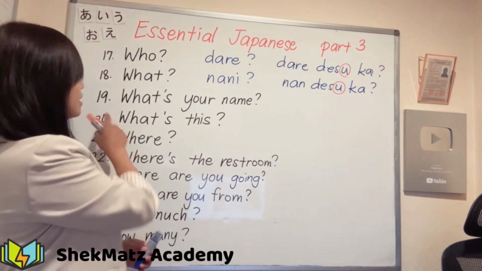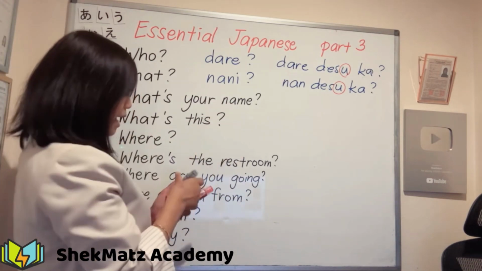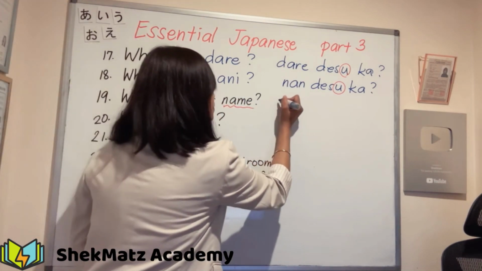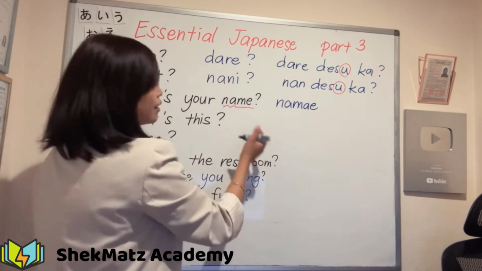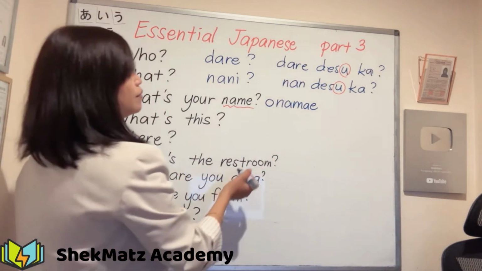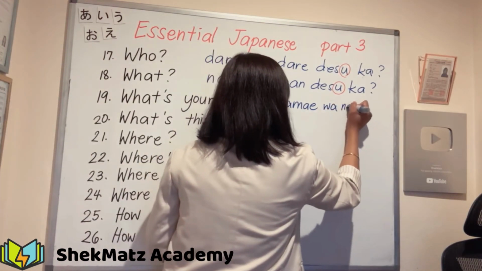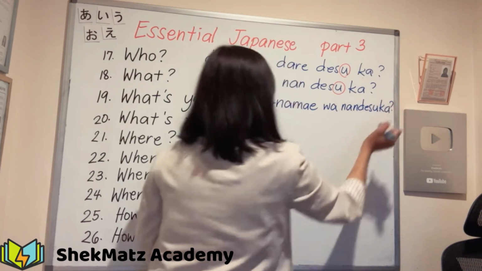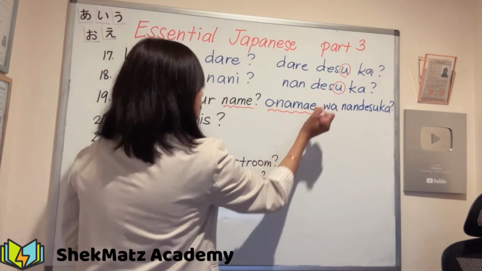Right, so number 19, what's your name? 名前は何ですか. Alright, so name in Japanese is 名前, namae. Or to make it more polite, you can add o, お名前は何ですか, right? So onamae wa, お名前は何ですか, right, there you go. So again, name in Japanese is 名前, okay.